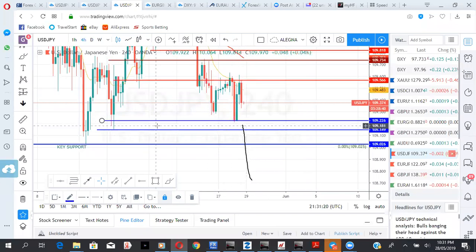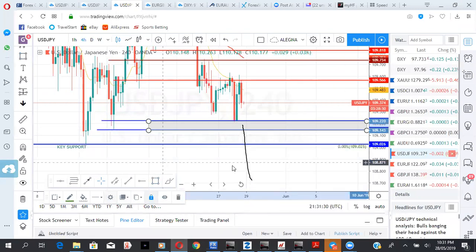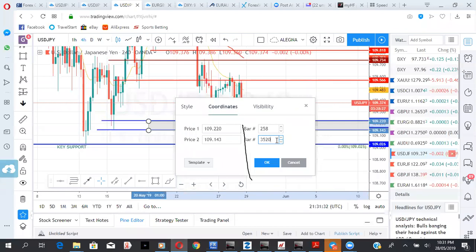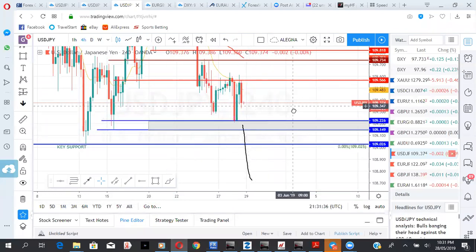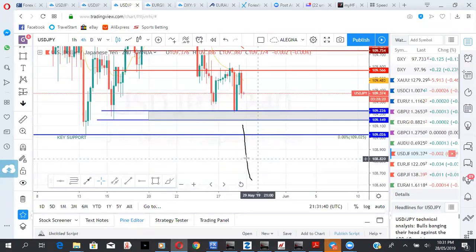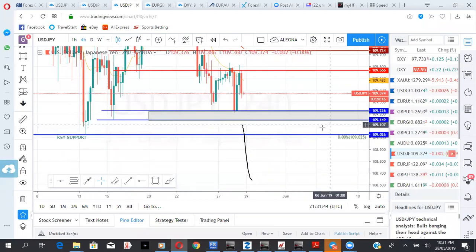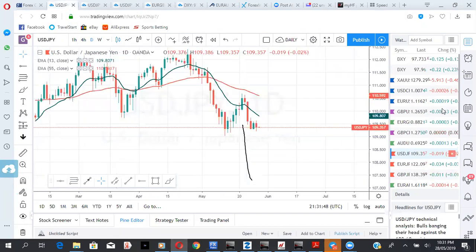We have a new support zone. Now we have a zone here. Proximity of the two lines to each other. We have a support zone here. So a move above will send it higher, and a move below might take it lower. But this is a key support level here. Below here, and price will drop way down.